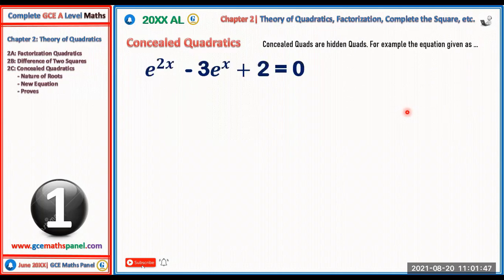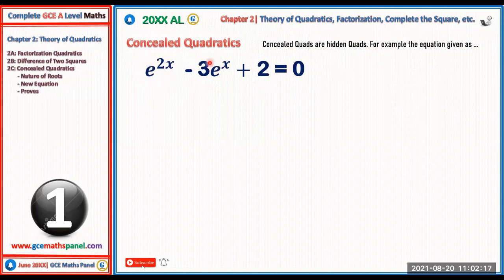You have, for example, this equation, e to the power 2x minus 3e to the power x plus 2 is equal to 0. This is an example of a concealed quadratic. And with a concealed quadratic, we can always let what we can see, for example, this e to the power x here. If you look at this, e to the power 2x is the same as e to the power x times e to the power x, because when you use the first law of indices, that gives us e to the power 2x.